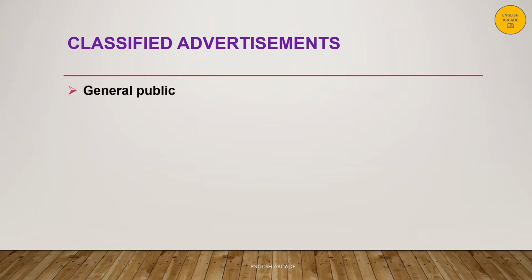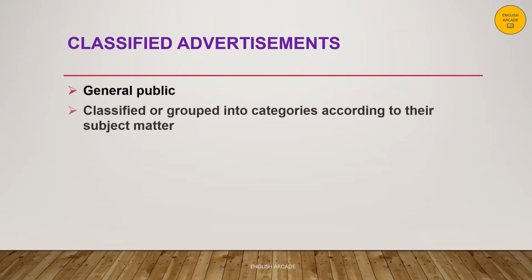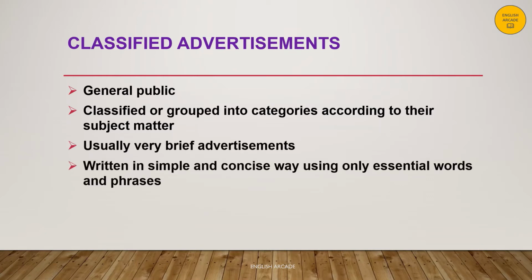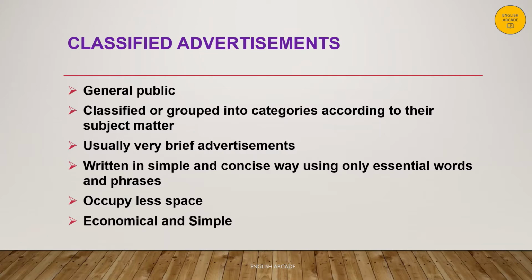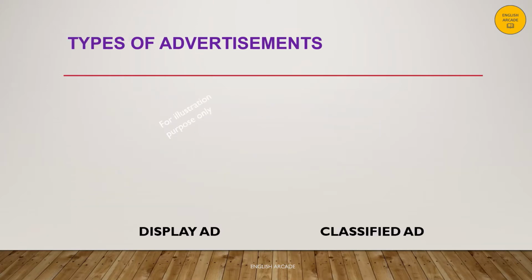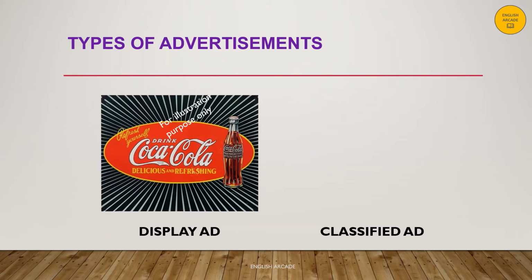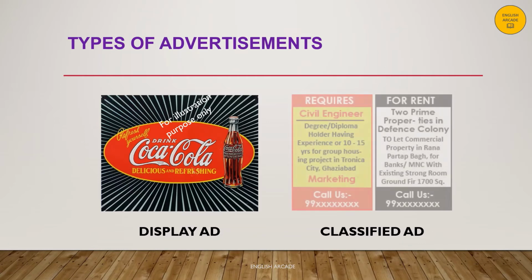Classified advertisements are written for the general public. They are termed classified because they are grouped into categories according to their subject matter. They are usually very brief and are written in a simple and concise way using only essential words and phrases. They obviously occupy less space and are economical and simple. So the first advertisement is an example of a display or a commercial advertisement, and the second two are examples of classified advertisements.